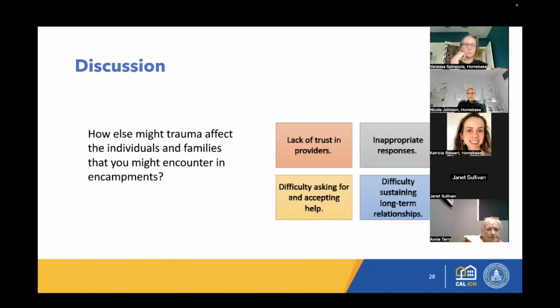So now we have a breakout room question. For this question, you can go ahead and drop your response in the chat. How else might trauma impact the individuals and families that you might encounter specifically in encampments? Some examples might be a lack of trust in service providers, so the person that just won't engage; inappropriate responses, meaning that they might blow up at the smallest thing; difficulty asking for and accepting help, this is the person who won't tell you what they need or who won't take the help that they very clearly need; and sometimes difficulty sustaining long-term relationships. So again, go ahead and drop your answers in the chat.